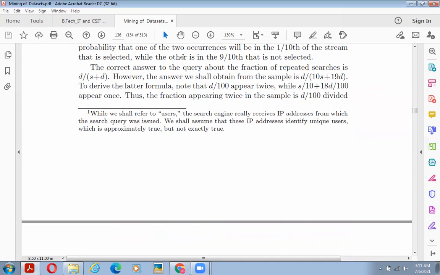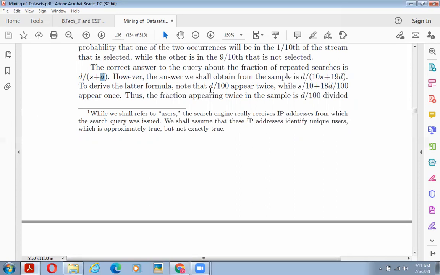The correct answer for the fraction of repeated searches is D by S plus T. D is the number of queries happening twice, and S is the number of queries happening once. However, the answer which I obtain from the sample is D/100 over S/10 plus 19D/100.